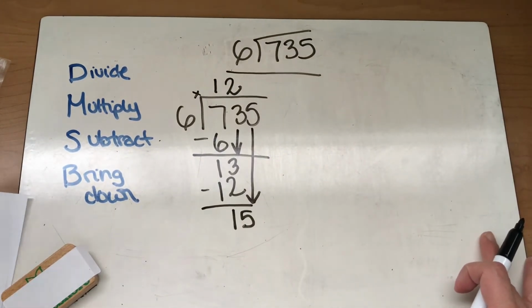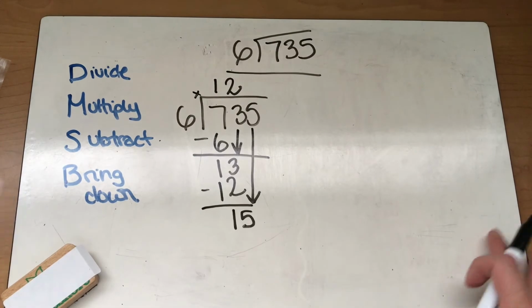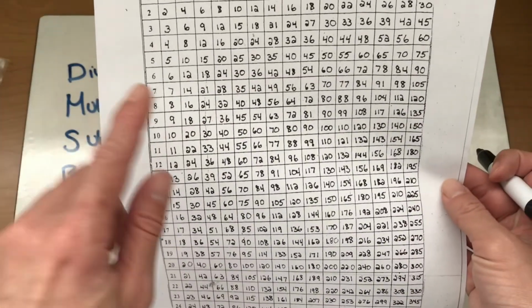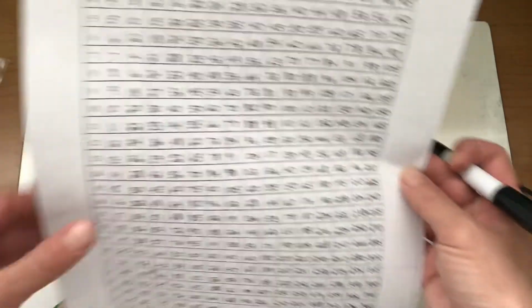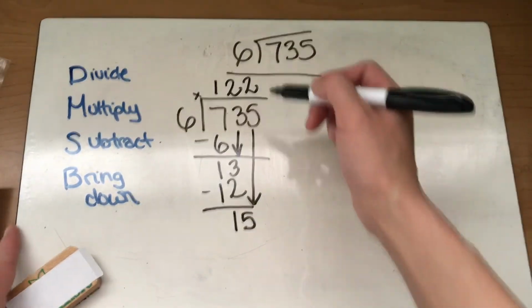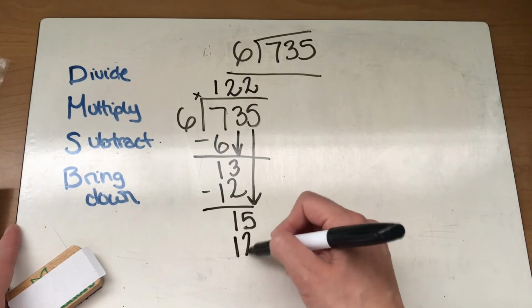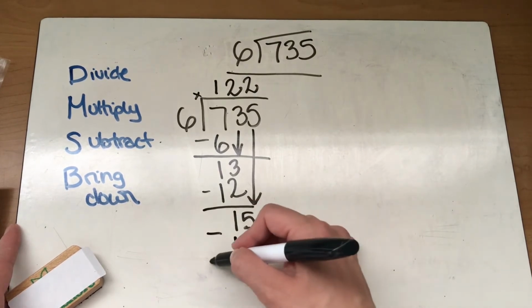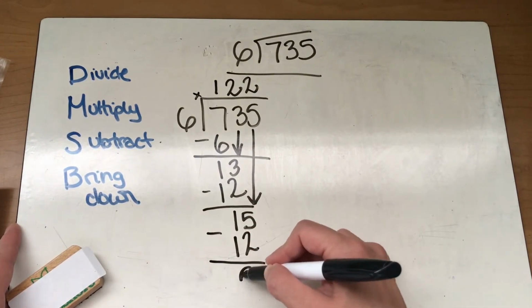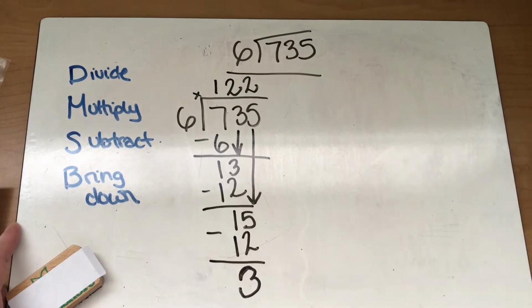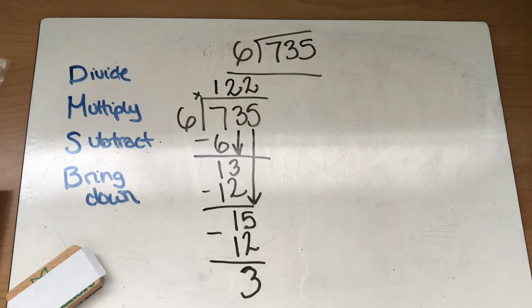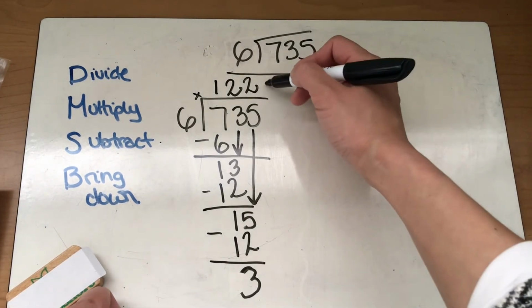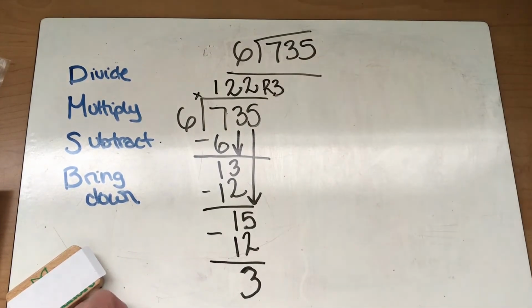So now I ask my student, how many 6s go into 15? Well, again, they're going to refer to their multiplication chart if needed. And my answer is going to be, again, 12. And that's 2 times. So that's 2. 2 times 6 is 12. We're going to multiply. And our last step is going to be subtract. And my remainder is 3. Sorry, that's a funky looking 3. So, boom, there's my answer. So you could have 122, remainder 3.